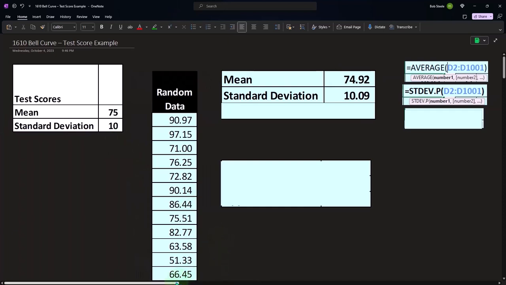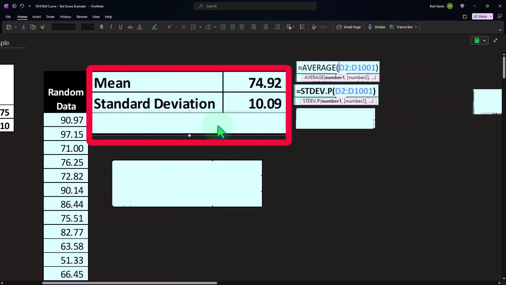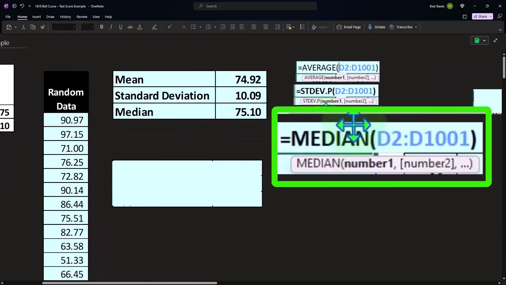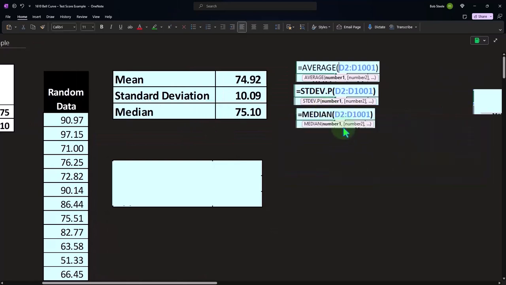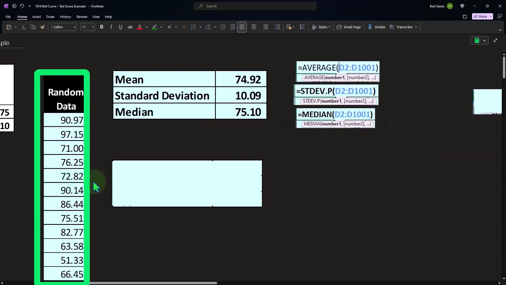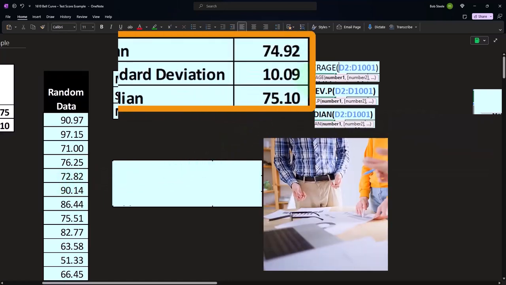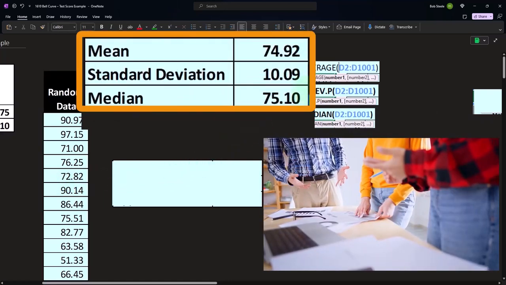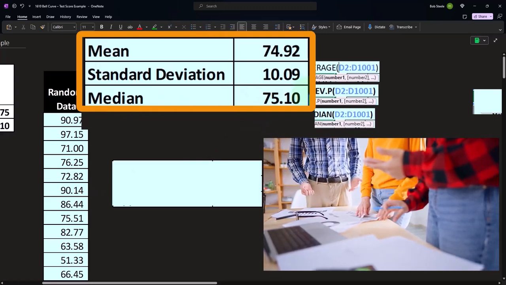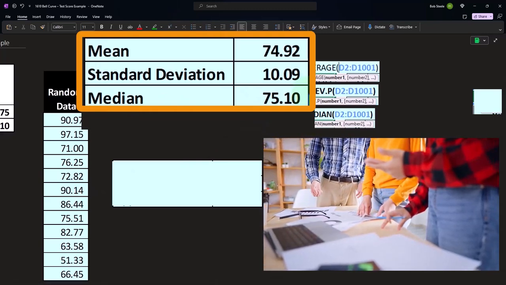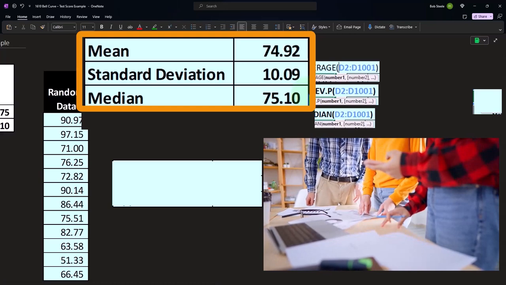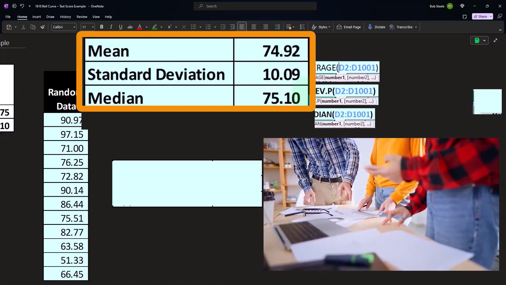Data because of that randomness involved in it. And then we have the median, the one in the middle, which equals the median of this data. Now note that the mean and the median are pretty close together. That is one indication that this might conform to a normal distribution or bell curve.